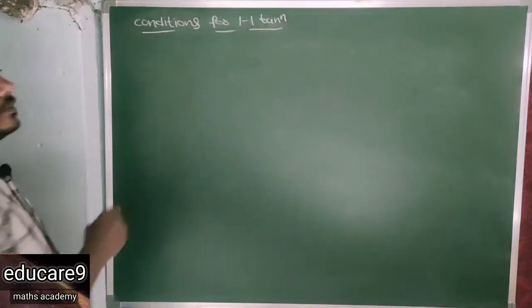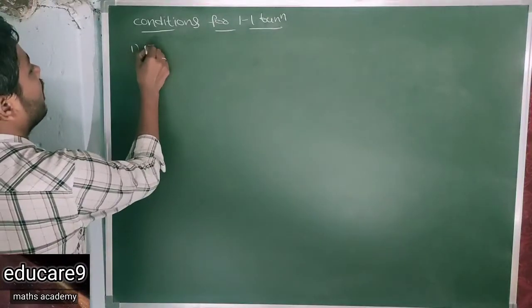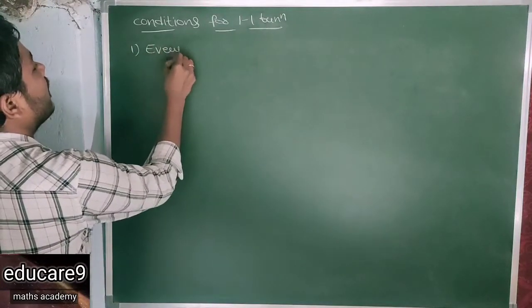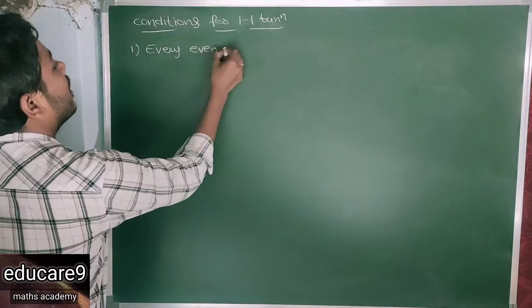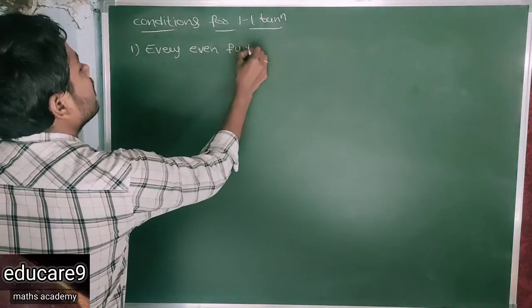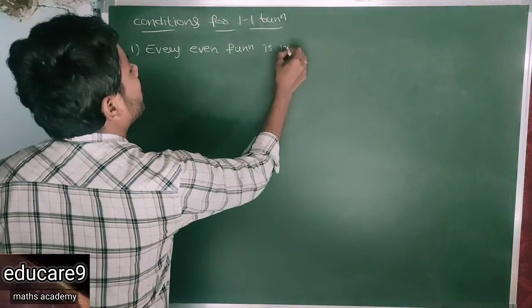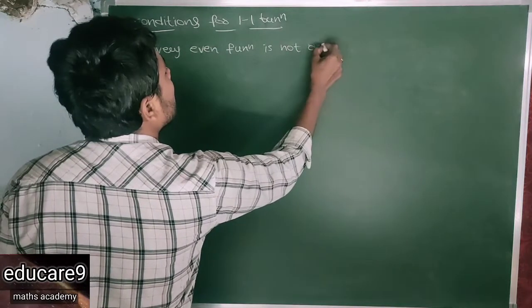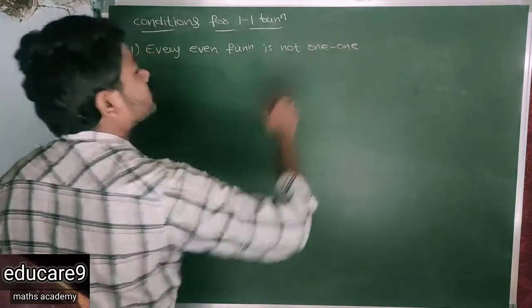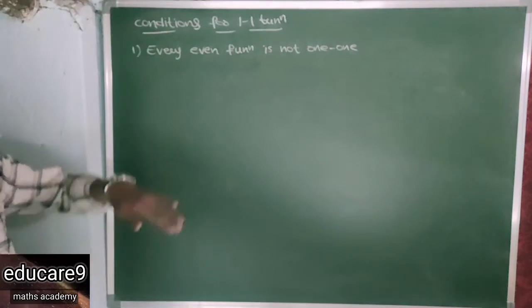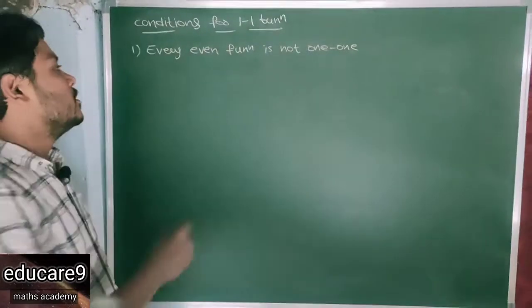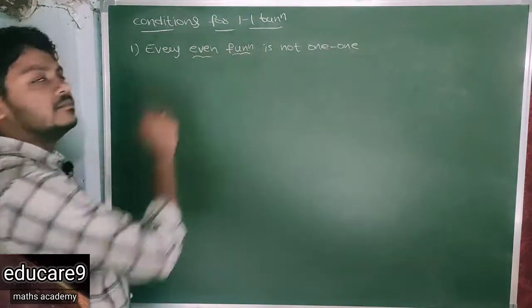So the first one: every even function is not 1-1. See here, an even function is not a 1-1 function. So what is an even function?